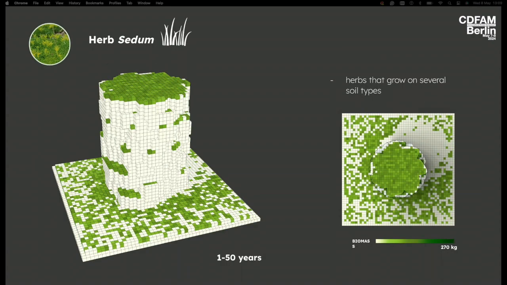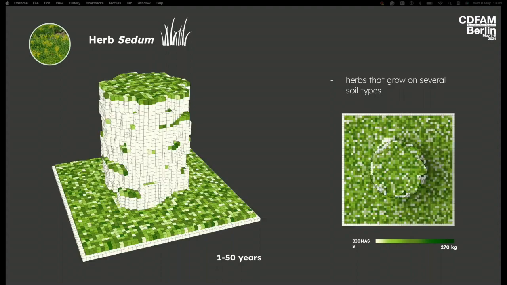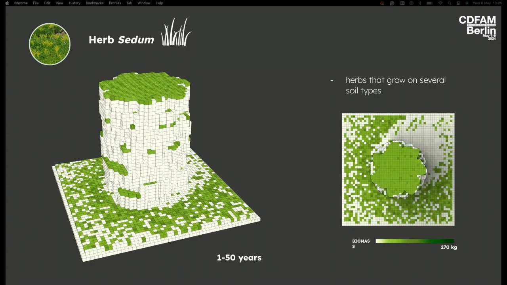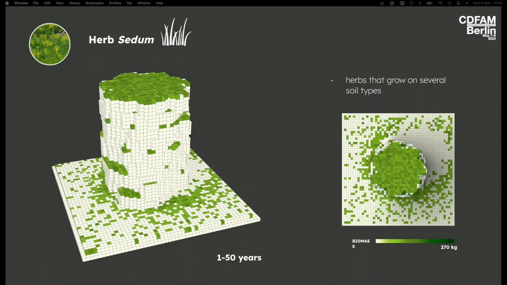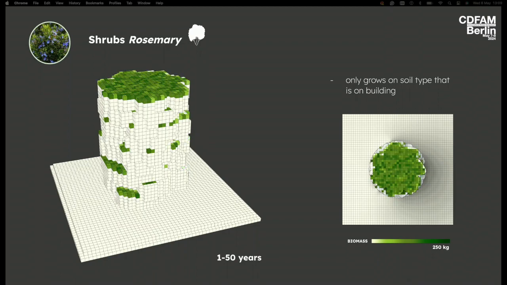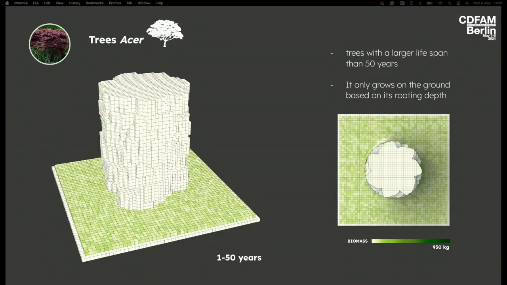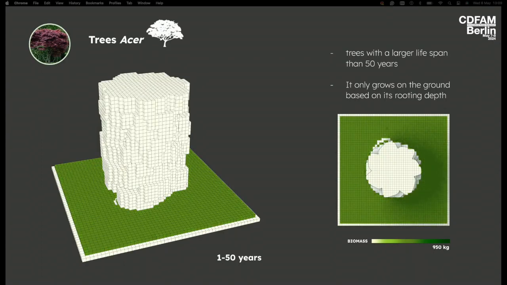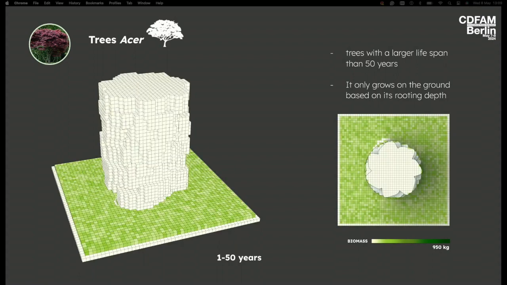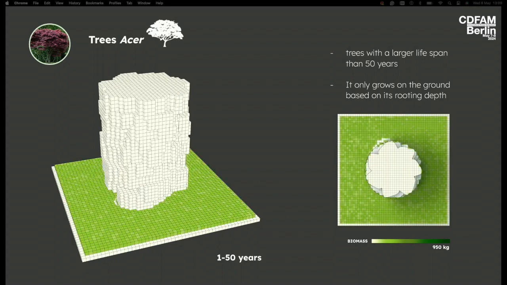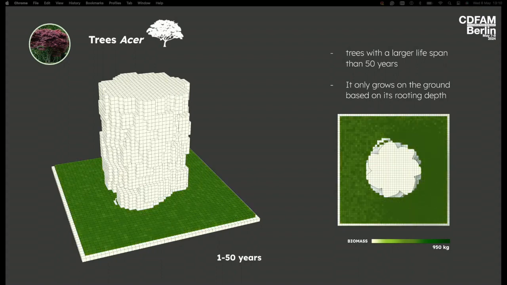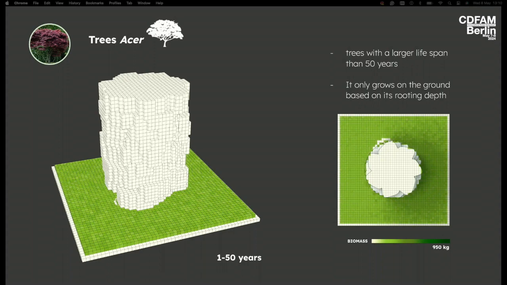We can also simulate the occurrence of herbs, such as sedum, which grows on several soil types that are distributed over the building and the ground. Then also shrubs, such as rosemary, which only grows on a soil type that's placed on terraces on the rooftop. And this is an example for a tree, the tree Acer, and it only grows on the ground as its rooting depth is larger than a meter, and on the terraces you won't have soil that's larger than a meter.